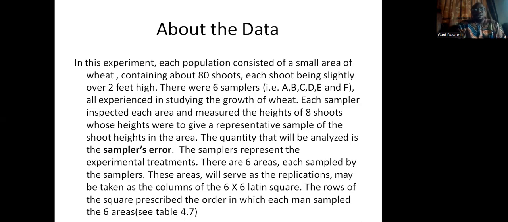All right. So the population consists of a small area of wheat containing about 8 shoots, each shoot being slightly over 2 feet. There are 6 samplers, A, B, C, D, E, F, all experienced in studying the growth of wheat. Each sampler inspected each area and measured the height of 8 shoots, whose heights were to give a representative sample of the shoot height in the area.